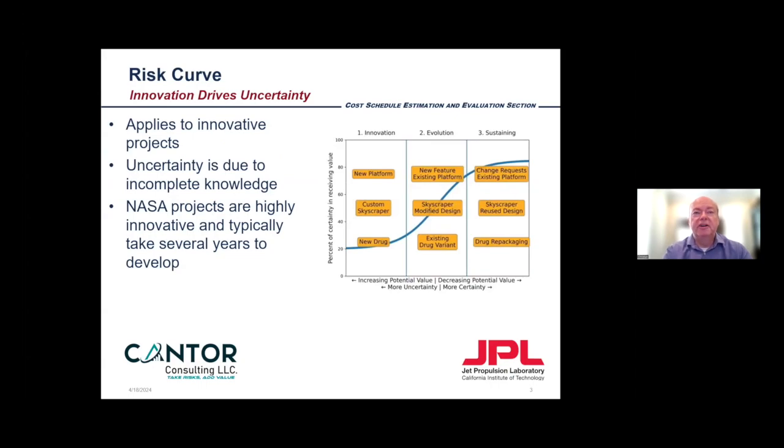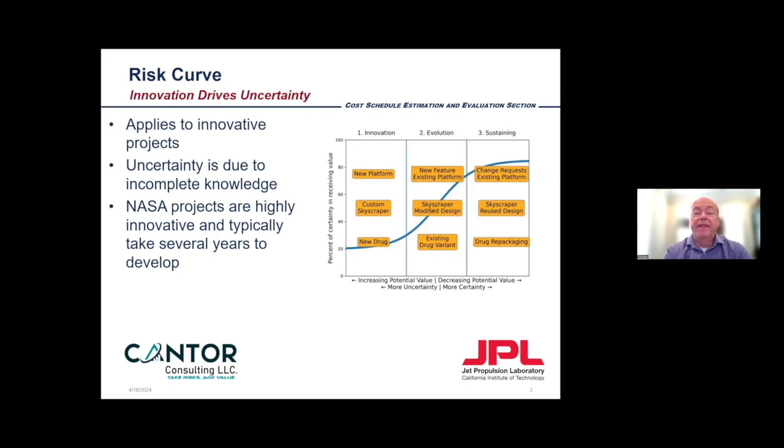The risk curve: innovation drives uncertainty. Uncertainty largely applies to innovative projects, which is something NASA is very focused on. Things like new platforms, custom skyscrapers, developing a new drug: a lot of uncertainty and a lot of risk. That also applies to the Department of Defense. I used to work for Missile Defense Agency, which is doing cutting edge things in trying to defend the homeland and the theater from incoming missiles, a constantly evolving threat, especially now with hypersonics.